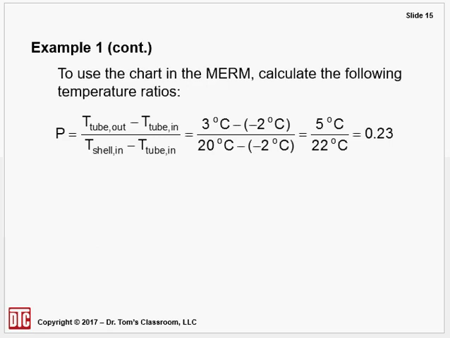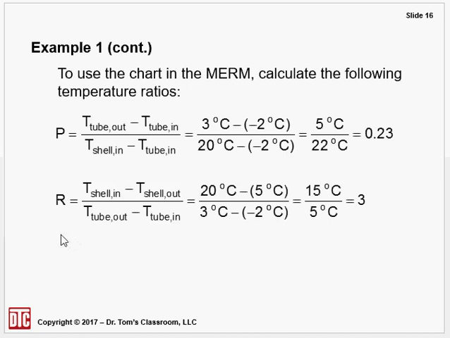So that's one of the variables in the chart. The other one is referred to as R. Again, T shell in minus T shell out over T tube out minus T tube in. So you've got 20 minus 5, that's the water, so that's 15. And you've got the tube out minus tube in, 3 minus a -2, which is 5. 15 over 5 is 3. Okay, so that's the other quantity that you need.